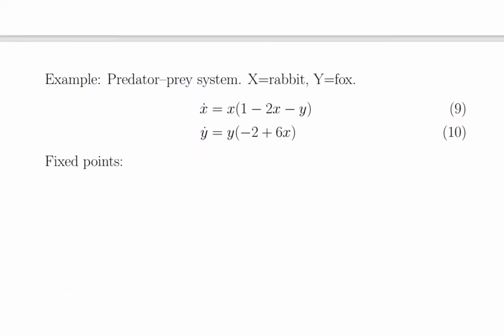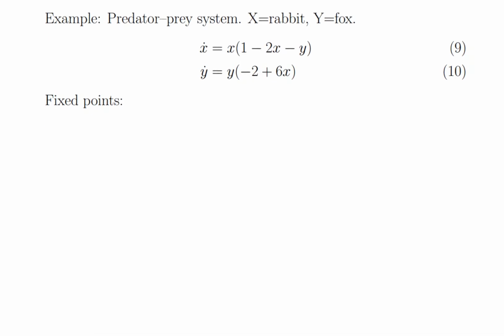Now let's change the parameters in a very similar type of equation. Again, a population model, x dot equals x times something, y dot equals y times something. But now I've changed the coefficients. And this will turn this into a model for a predator-prey system.